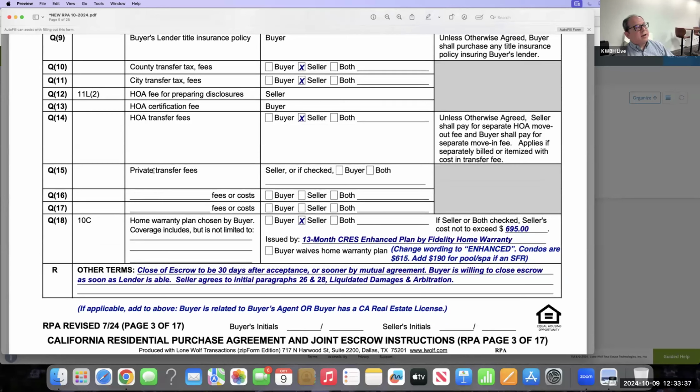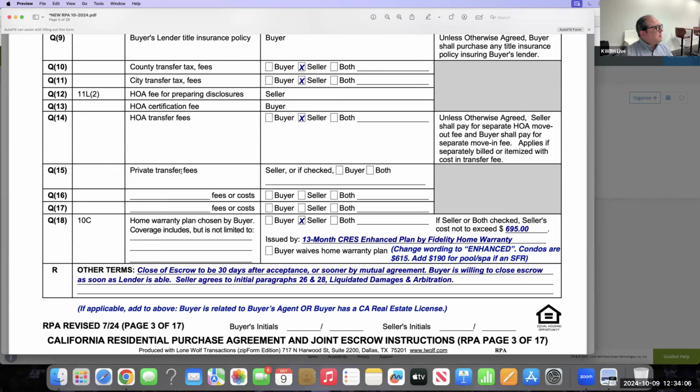Yeah, so the way that I used to write my offers, for private transfer fees, I would check seller and write "if applicable." I had a client that bought a condo in the Marina City Towers, and it turned out that they had like a 5% buyer private transfer fee. It was sick. And I had checked it, and the seller had to pay it. Thank God I did my offers like that.